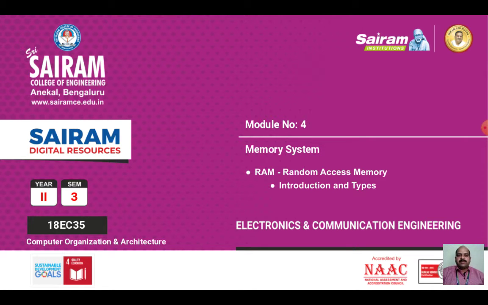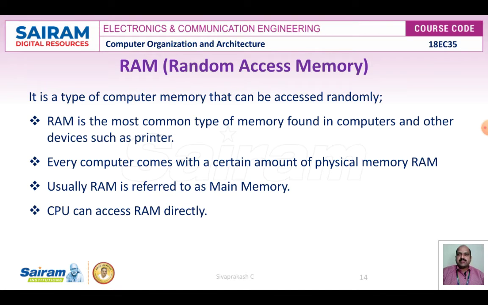Let us see the first one, random access memory. What actually is random access memory? It's a semiconductor memory. Semiconductor memories are available in a wide range of speeds. Their cycle times range from 100 nanoseconds to less than 10 nanoseconds.